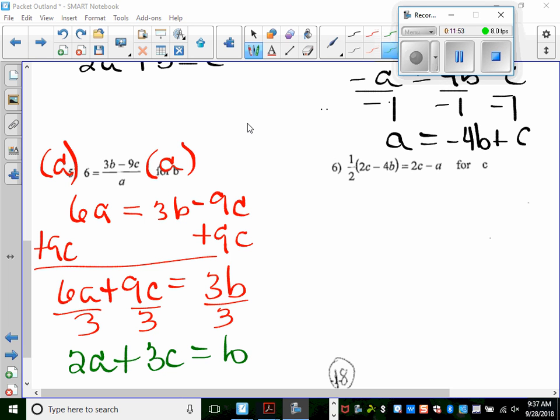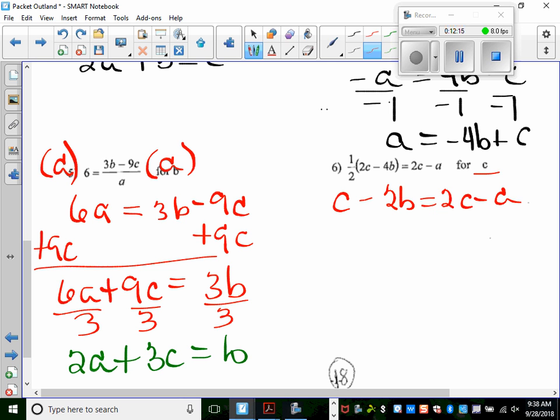All right, so in question number 6, I'm going to go ahead and distribute 1/2 to 2. Well, what's half of 2? 1. So that's 1c. Minus half of 4 is 2b. Okay. And it says we're solving for c.